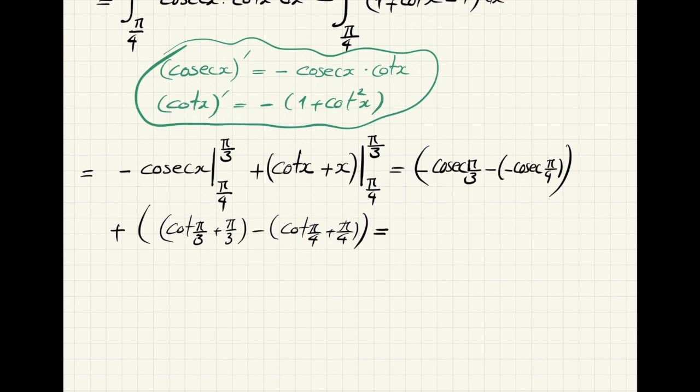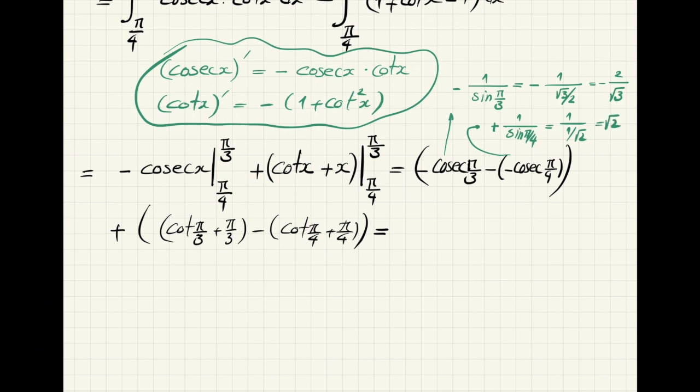Here, if you want to calculate this, let me write it on top. For example, here it becomes minus 1 over sine of pi over 3 by definition of cosecant, but sine of pi over 3 is square root of 3 over 2, so then it becomes minus 2 over square root of 3. And then this one is positive, because minus minus is positive, 1 over sine of pi over 4, but sine of pi over 4 is 1 over square root of 2, so it becomes square root of 2.